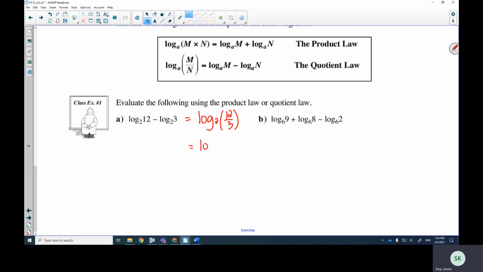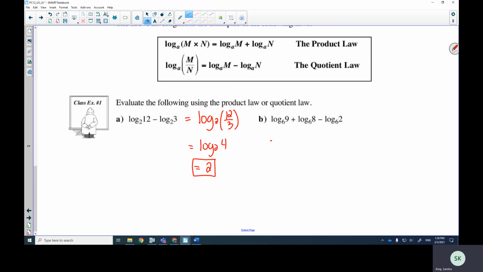That would become the log base 2 of 4. And then the log base 2 of 4, 2 to what power gives you 4? The answer is 2. We're going to do this one in one step. So here's how we do it.